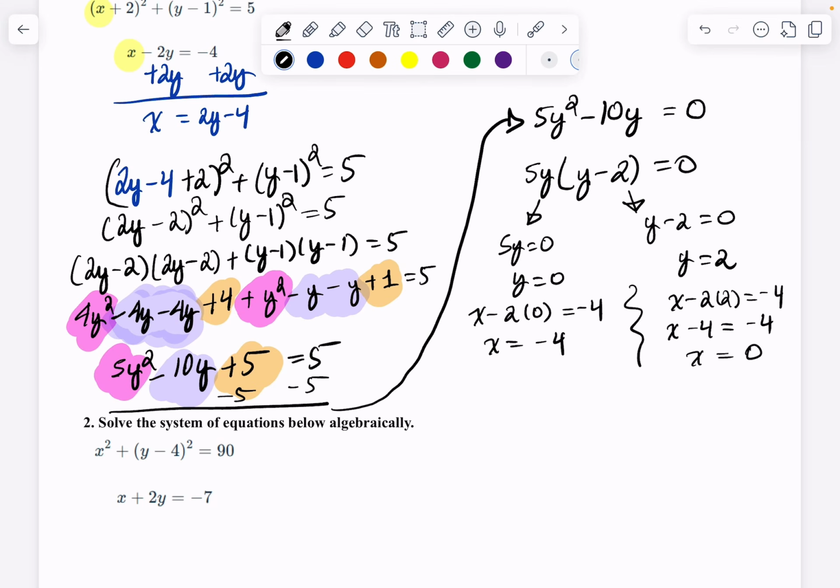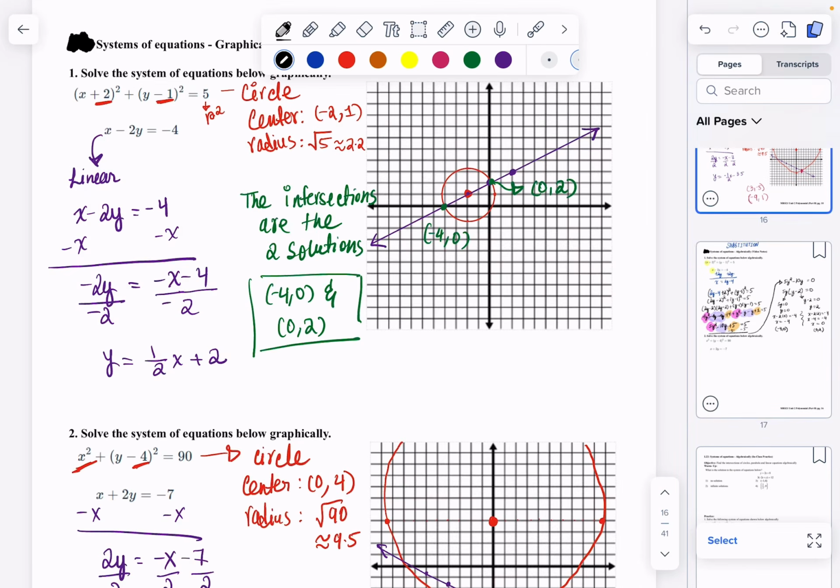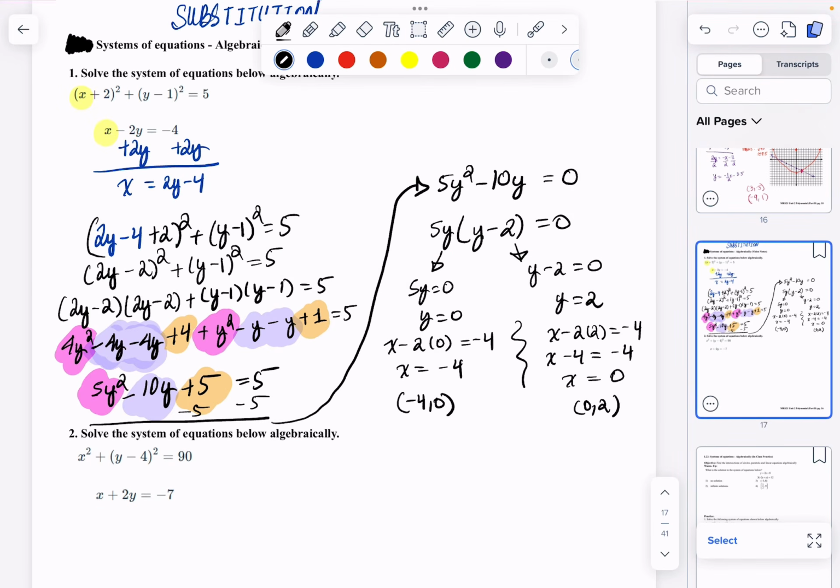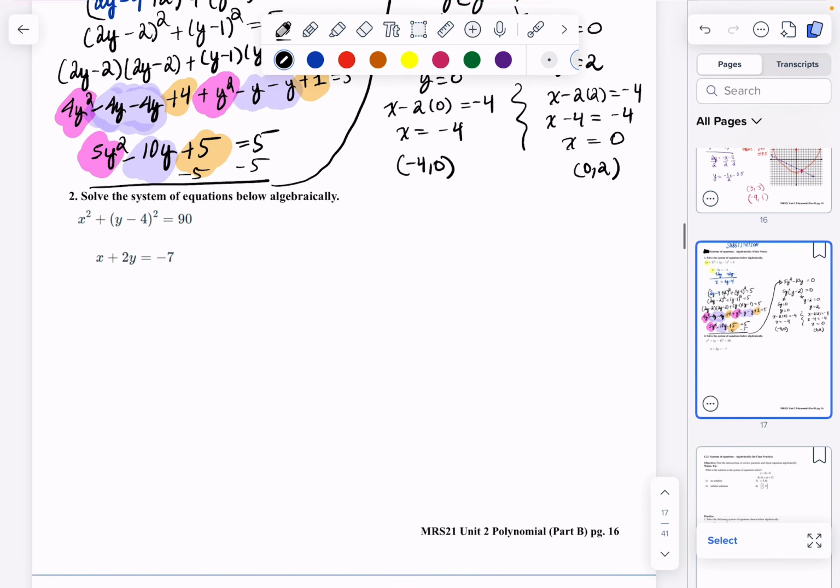So the solution sets are a little bit funny. We have negative 4 comma 0, and then we have 0 comma 2. The great thing is we actually did this graphically, so let's see if our answers match. Yeah, we had negative 4 comma 0 and 0 comma 2. So perfect, it worked out. That's also another way of checking your answers to see if you got it correct or not. Let's take a look at the next one.